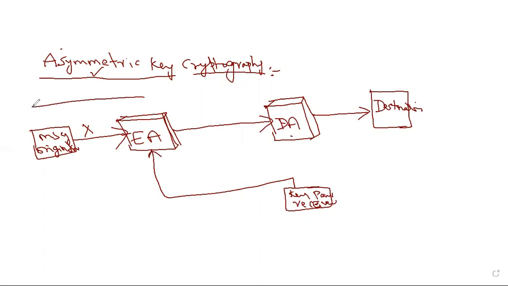Let the sender and receiver names be, suppose, A. A is the sender, and this is the receiver part. Suppose the receiver is B, right? Now the sender name is A, and the receiver name is B. B is the receiver.